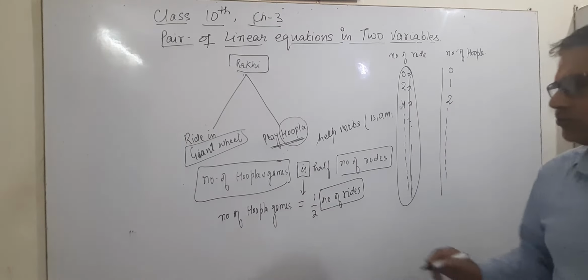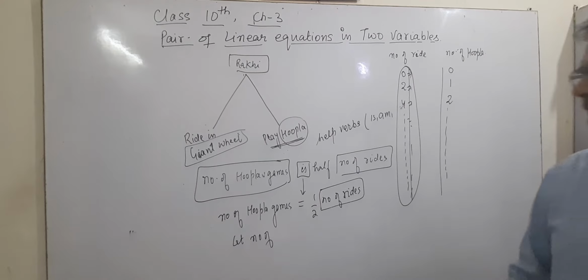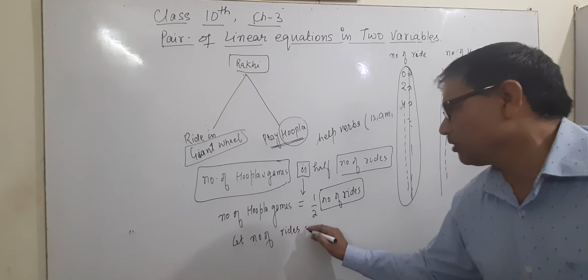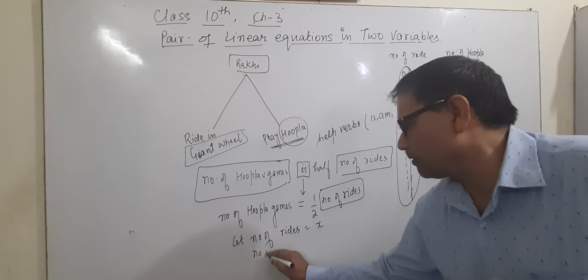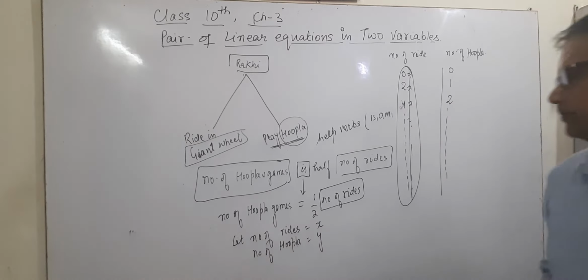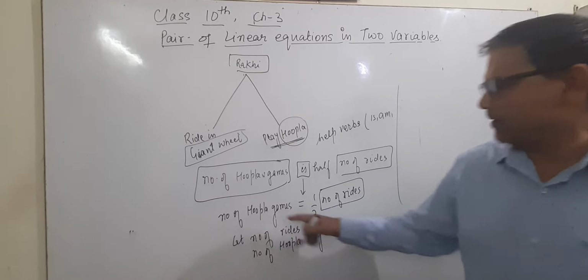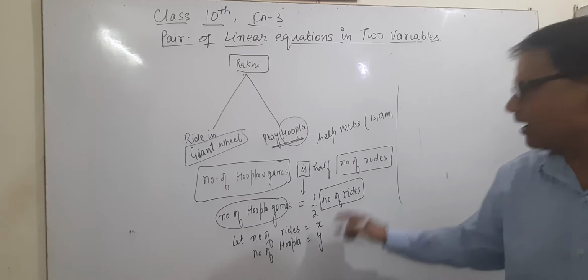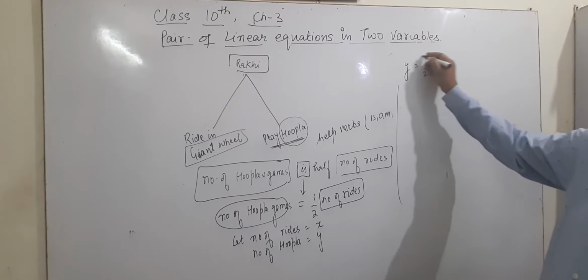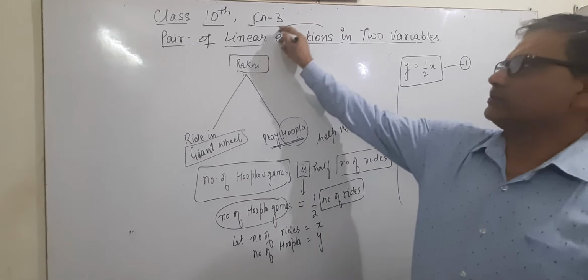So that means if we don't know the number of rides and the number of hoopla games, then we have to assume. We have to assume what? Let the number of rides be equal to x and the number of hoopla games be equal to y. And then the number of hoopla games, which is equal to y, is equal to 1 by 2 x. This will be the equation.